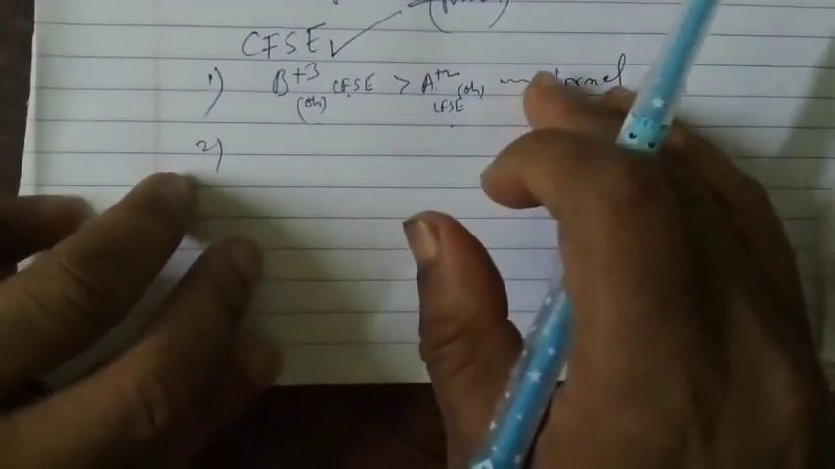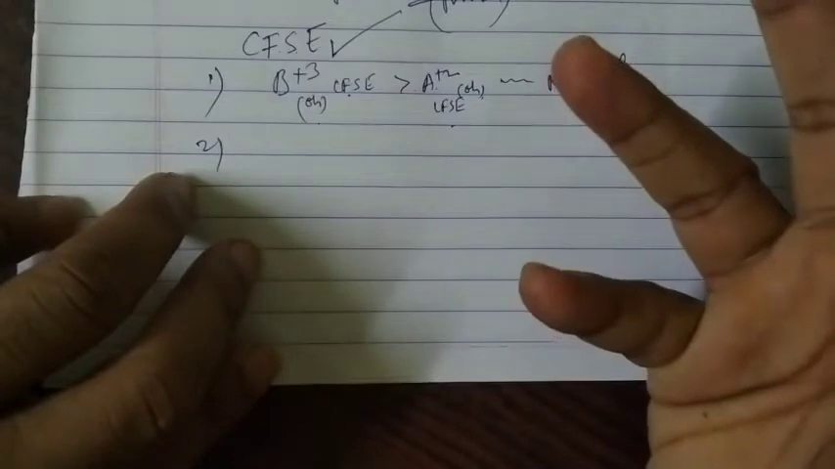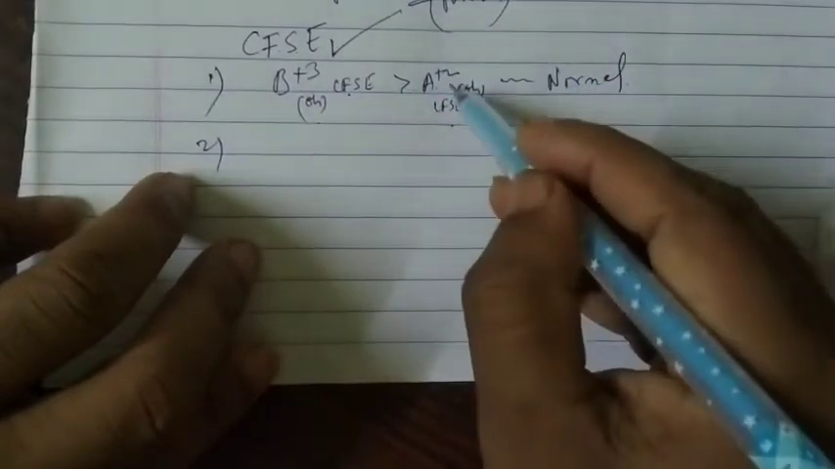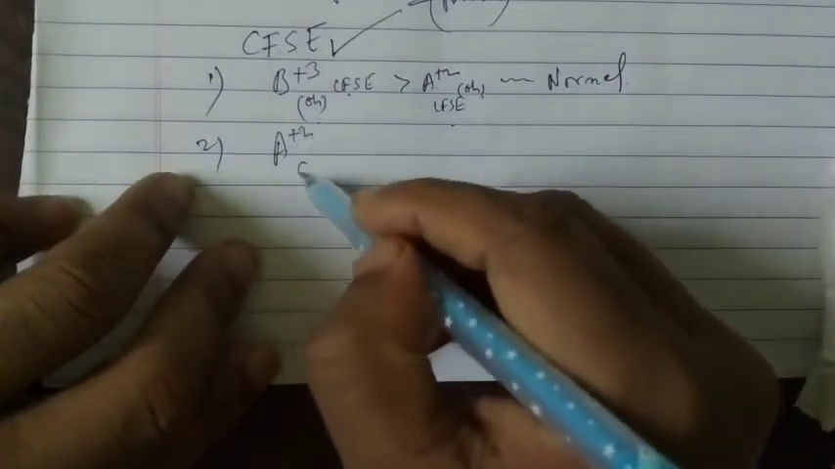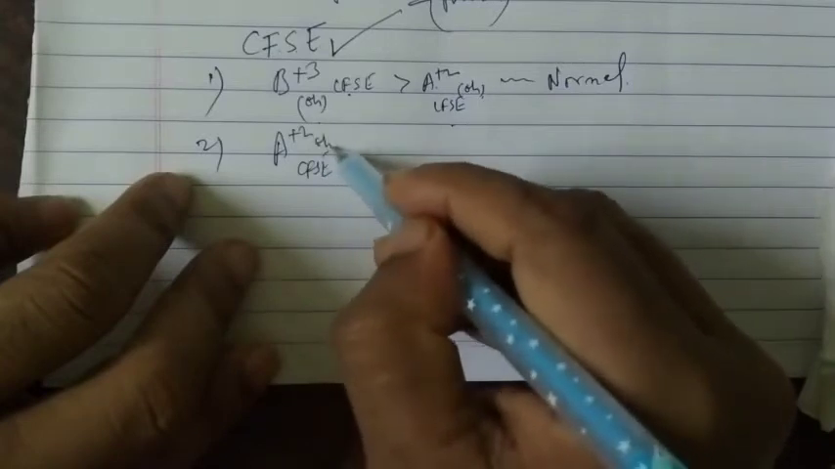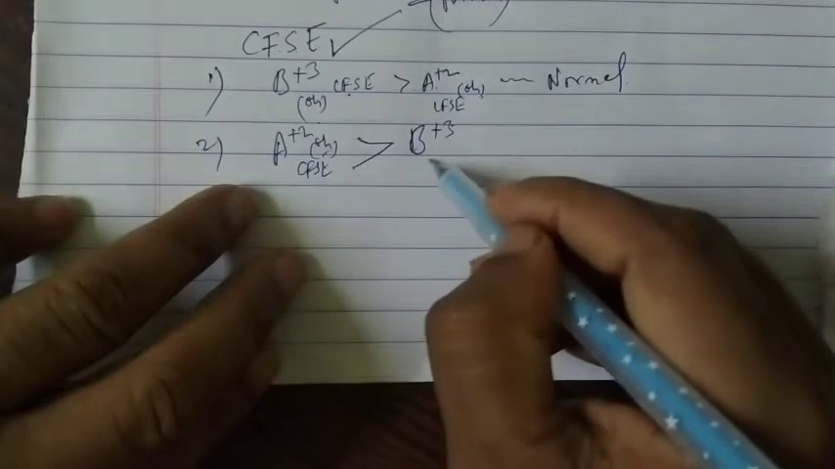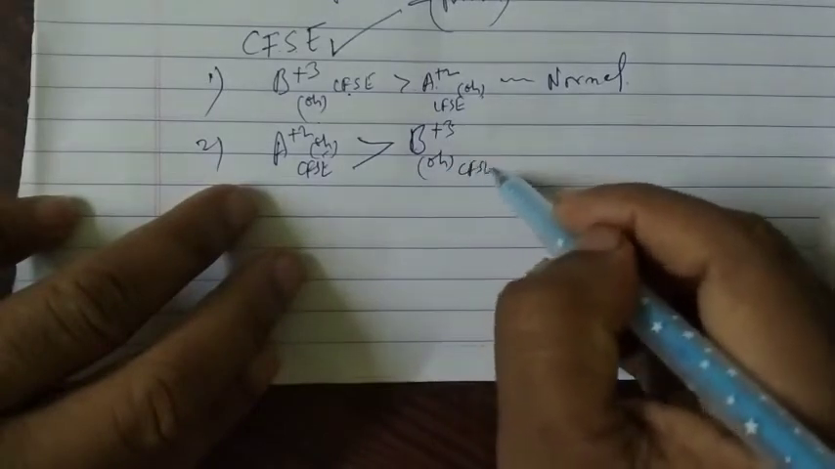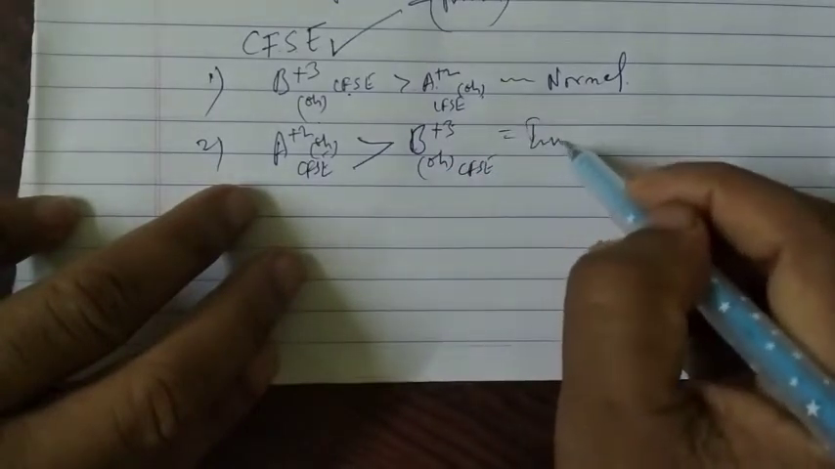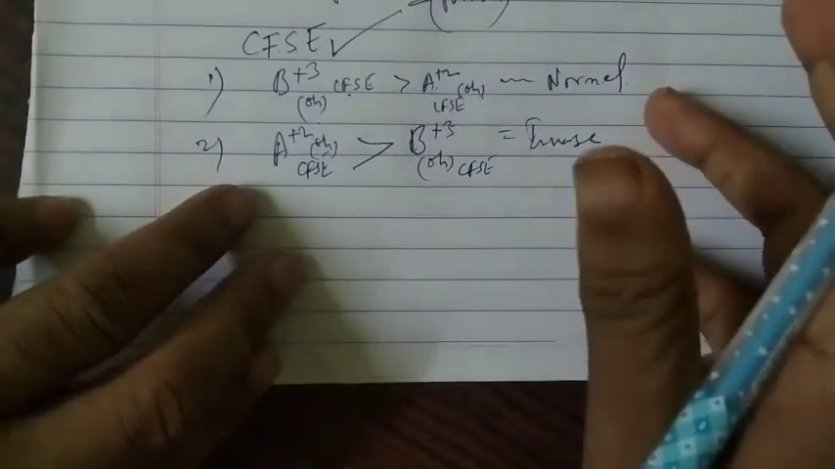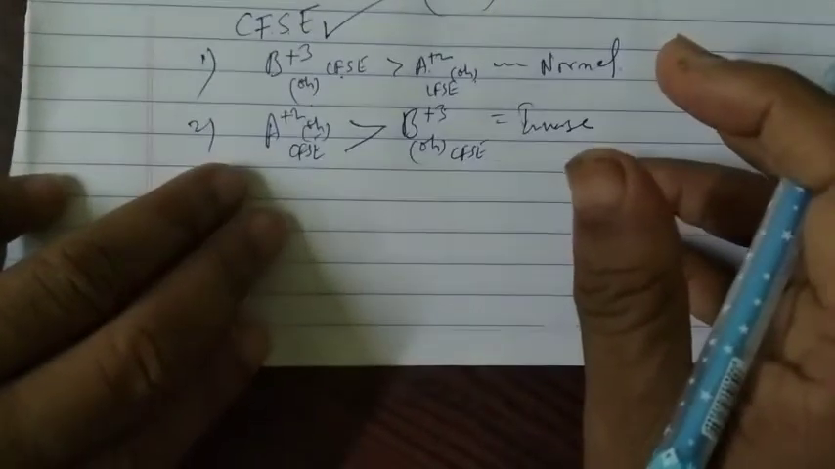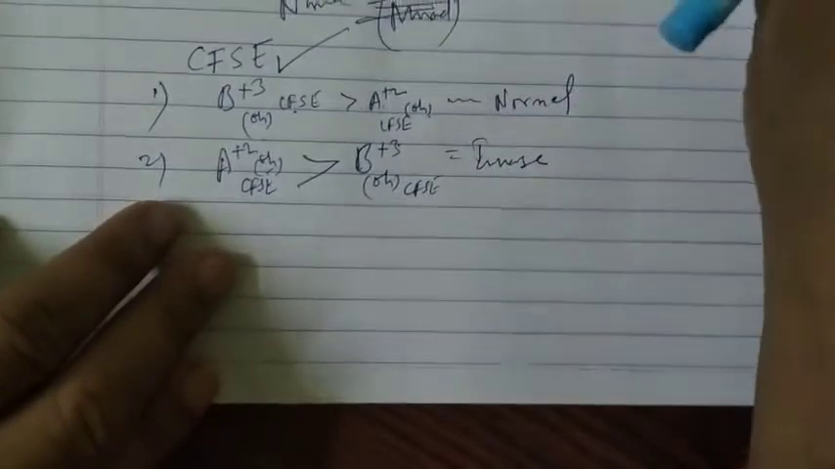The reverse of this is the inverse spinel. If the divalent ion CFSE in the octahedral field is greater than the trivalent ion B+3 CFSE in the octahedral field, then it is an inverse spinel. So if the divalent CFSE is greater than the trivalent, it is inverse.